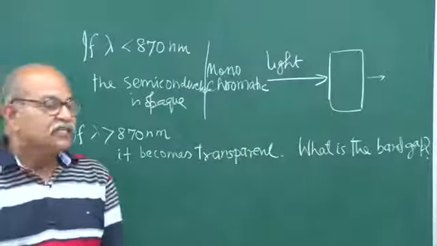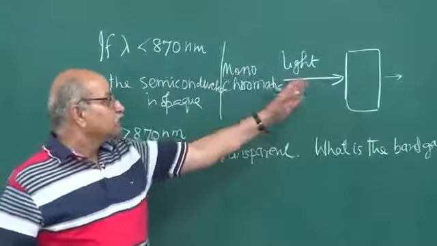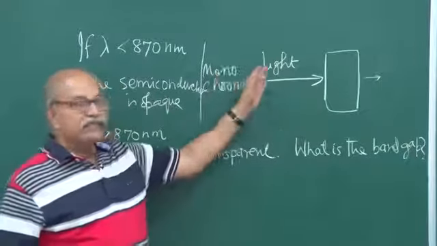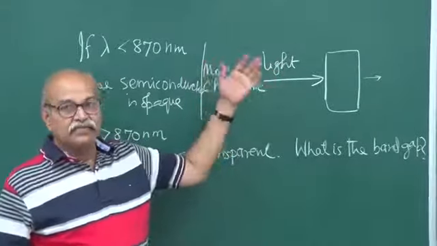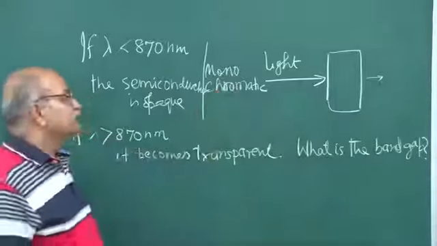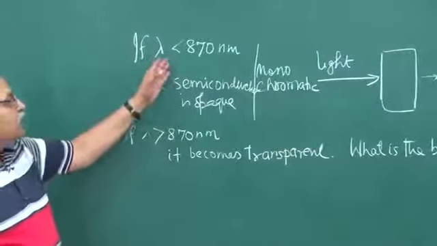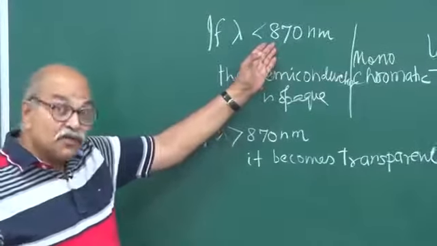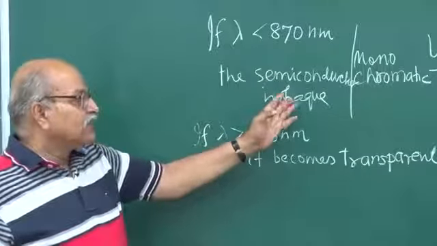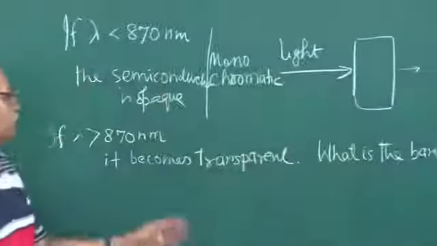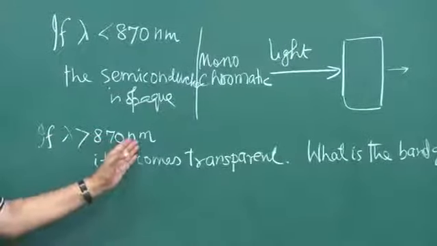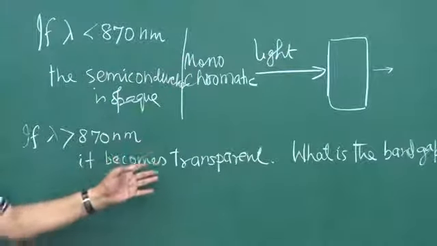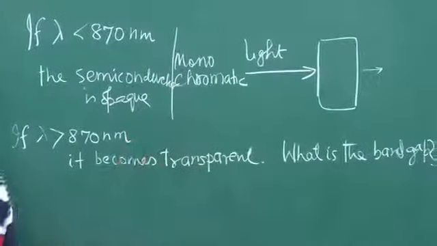Right? So, you have a semiconductor and you allow this light to fall on it. It is a monochromatic light, and you change your light source and work with different wavelengths. And you find that if wavelength is less than 870 nanometers, then there is a lot of absorption. It is opaque, the light is not coming out. But when lambda is more than 870 nanometers, then a lot of light is coming out, the absorption is very small, and it looks as if it is transparent. And then what is the band gap?